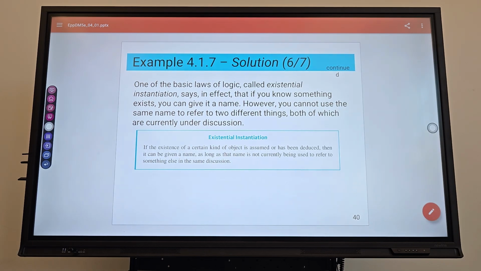Some of the basic laws of logic, called existential instantiation, says, in effect, that if you know something exists, you can give it a name. However, you cannot use the same name to refer to two different things, both of which are currently under discussion. If the existence of a certain kind of object is assumed or has been deduced, then it can be given a name, as long as that name is not currently being used to refer to something else in the same discussion.